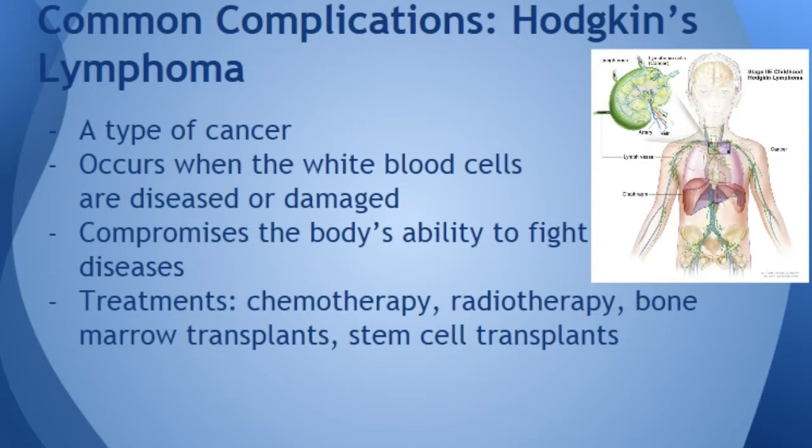So, the third common complication is Hodgkin's lymphoma. There are two types, Hodgkin's lymphoma and non-Hodgkin's lymphoma, which I'll talk about later. Hodgkin's lymphoma was formerly known as Hodgkin's disease, and it is a type of cancer that typically occurs when the white blood cells in the body become diseased or damaged, and it compromises the body's ability to fight diseases.